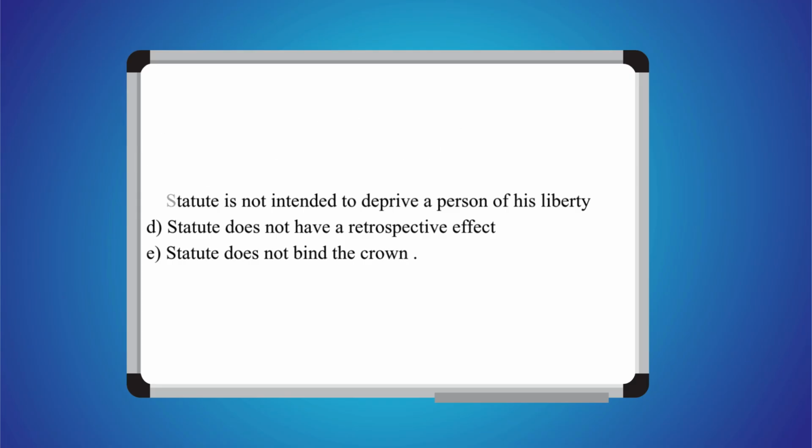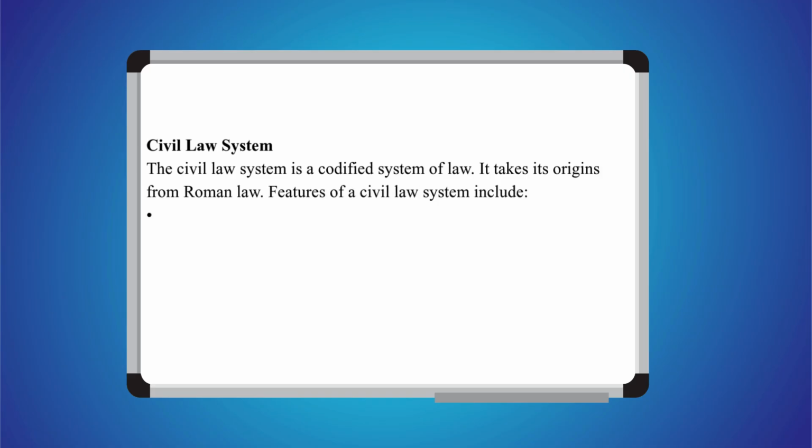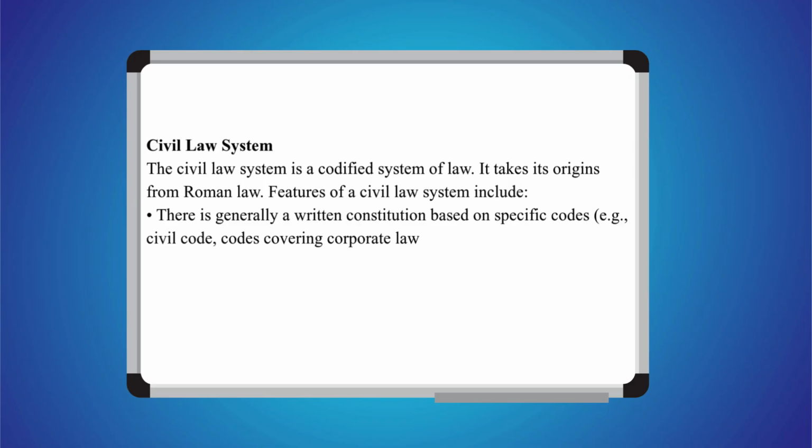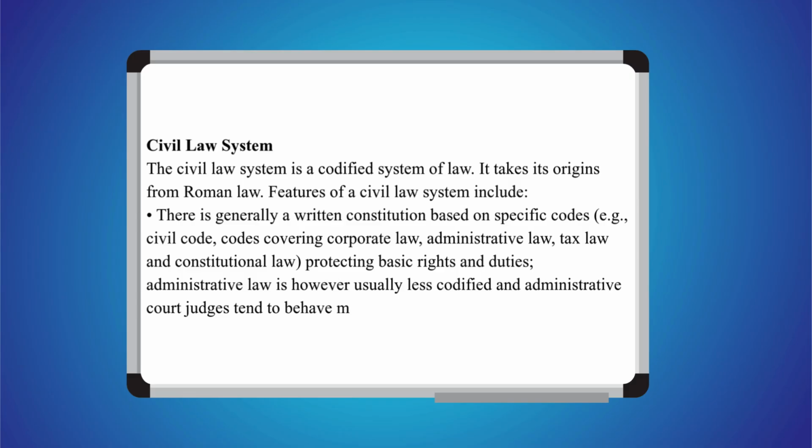Civil law system. The civil law system is a codified system of law. It takes its origins from Roman law. Features of a civil law system include: there is generally a written constitution based on specific codes, e.g., civil code, codes covering corporate law, administrative law, tax law and constitutional law, protecting basic rights and duties. Administrative law is, however, usually less codified, and administrative court judges tend to behave more like common law judges.